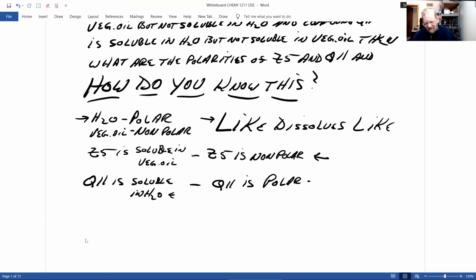So really all you have to do is write down Z5 is polar, Q11 is, I'm doing it again. I got to move on from this stuff. I got polar on the brain.